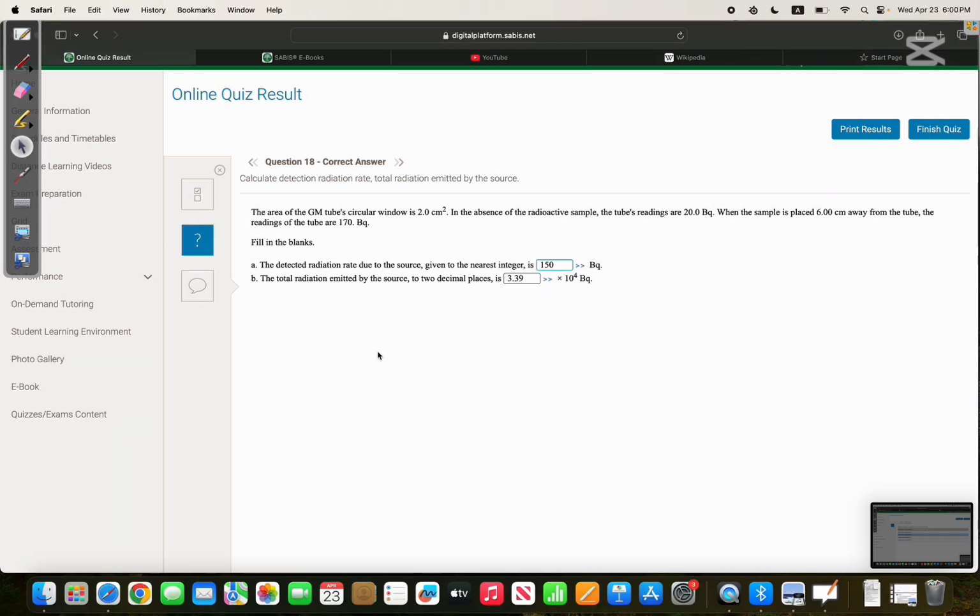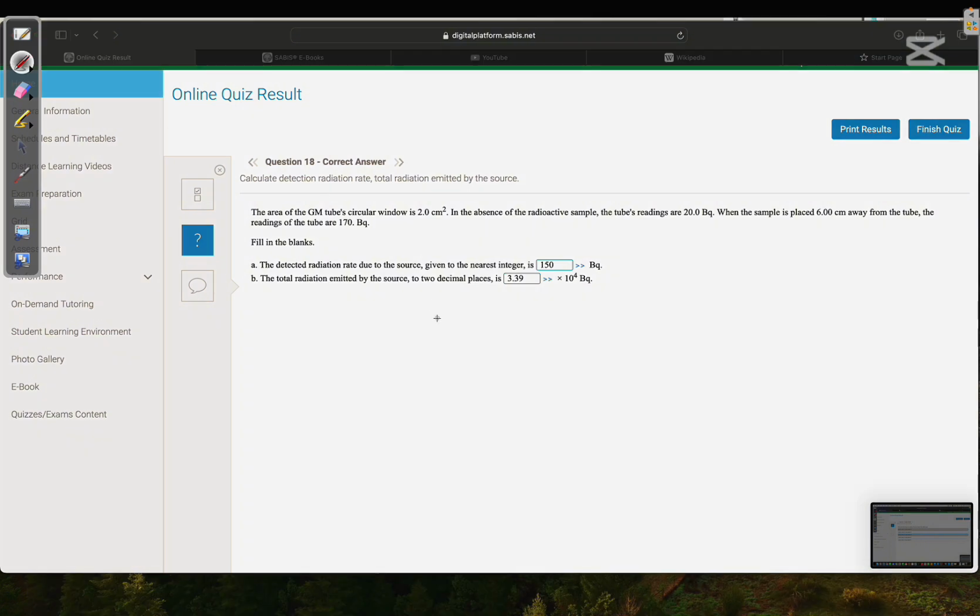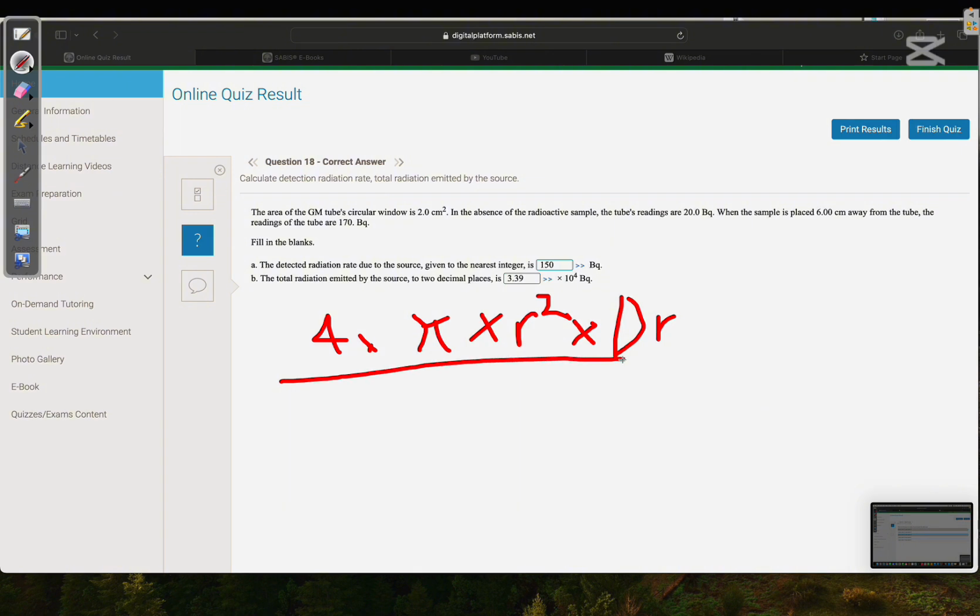The total radiation emitted by the source to 2 decimal places is. Okay, look, so for part B, there is a rule to find the total radiation emitted, which is 4 times pi times r squared times the DR over the area.